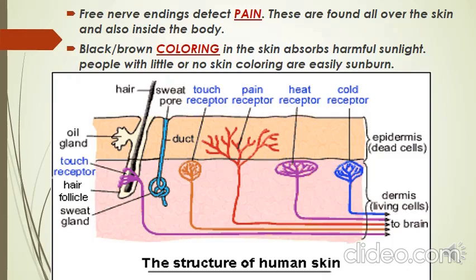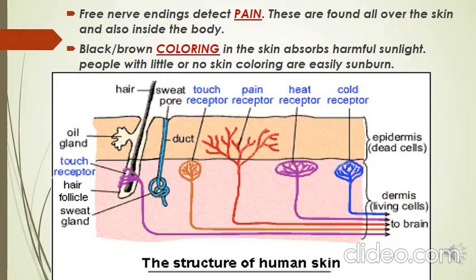Like the African people who have very dark pigment, or some of us, we have a brown color. So it is very useful for us, because it will help us to protect from the sunlight. So here below in this slide, students, you have a complete structure of human skin for more understanding.